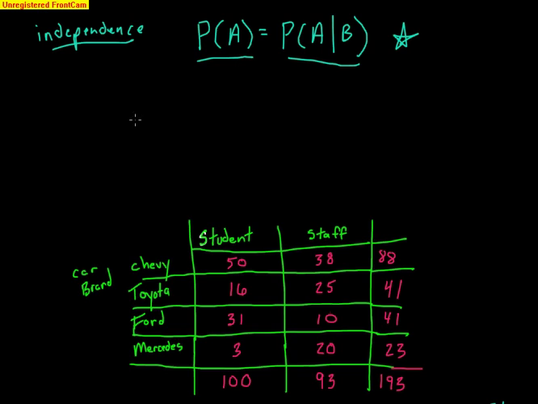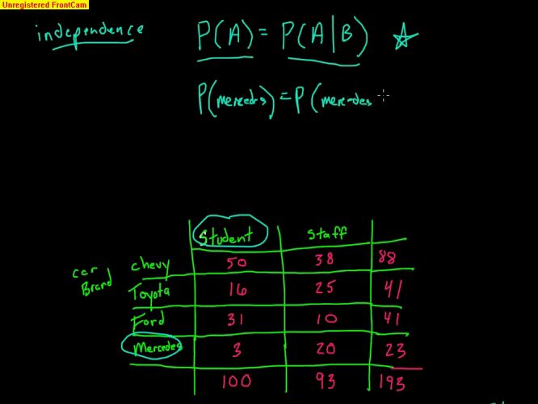So if I said to you, is the type of car you own independent of being a student or a staff? All you got to do is pick any type of car. You pick it. Let's do Mercedes. And then pick a staff or student. Doesn't matter, right? So we'll go student. So I'm going to say, in order for me to prove that the car brand is independent of being a student or staff member, I need to prove that the probability of owning a Mercedes is the same as the probability of owning a Mercedes given I'm a student.